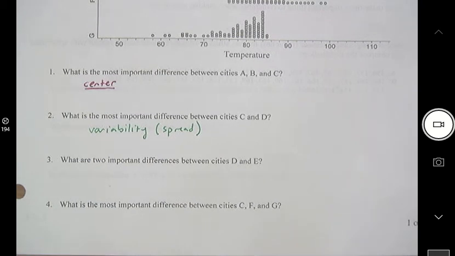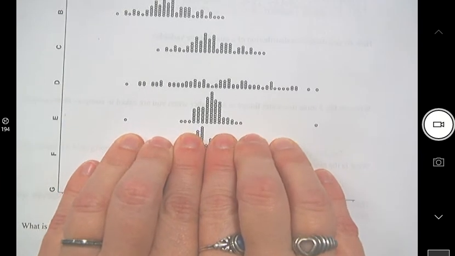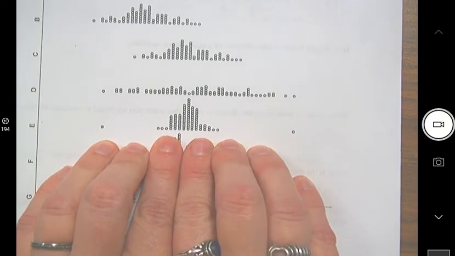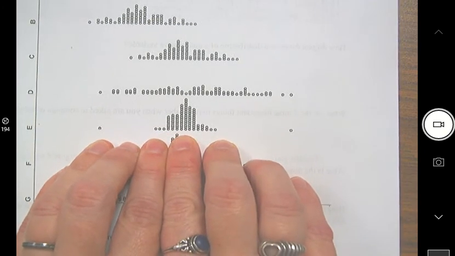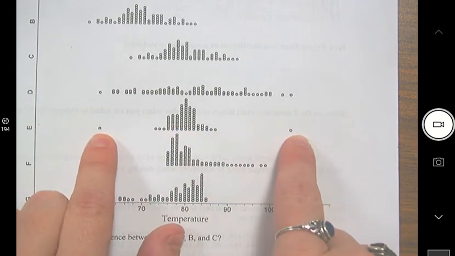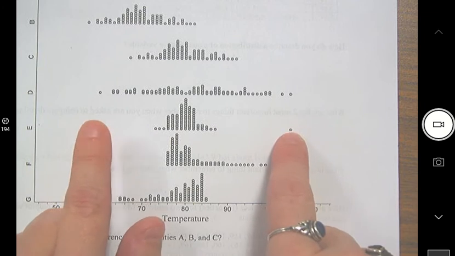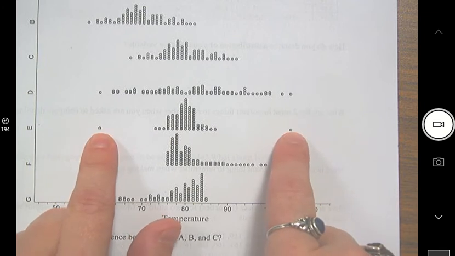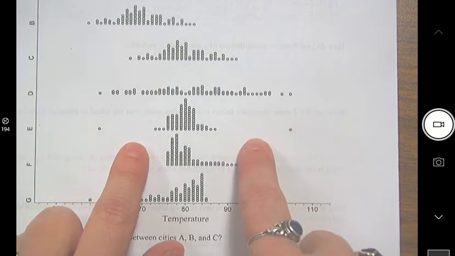What are the 2 most important differences between D and E? That's interesting. So what do you notice is kind of weird about E? It's really packed closely together, and then there are these 2 points that are wildly way out here, departed from the data. I'm thinking those are definite outliers there. But until we can prove it, we're going to say possible outliers. So I think the unusual features are different.